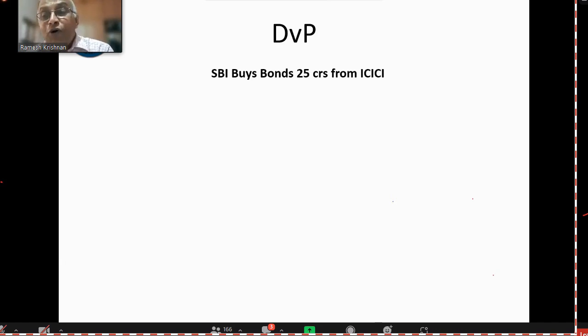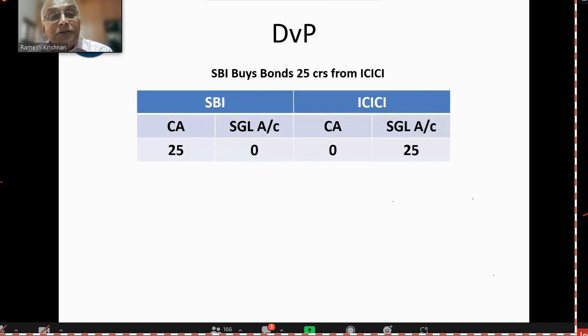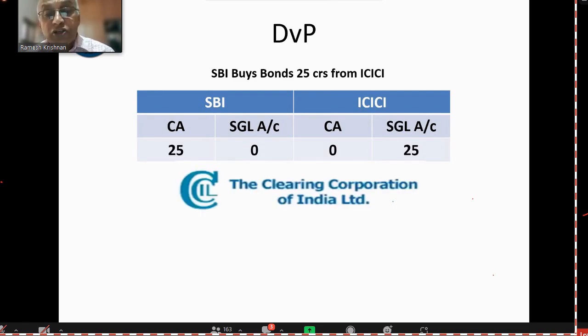Okay, so now both are linked electronically. So what happens? SBI should have a minimum of 25 crores cash in its current account at the time of concluding the deal, and ICICI should have a minimum of 25 crores of securities in its SGL account for concluding the deal. So CCIL is an order matching system. When the deal is put in by SBI and ICICI and the prices match, the first thing it verifies at the back end is whether there is sufficient cash in SBI's account and whether there is a sufficient securities balance in ICICI's SGL account. This is done by the Clearing Corporation of India Limited.